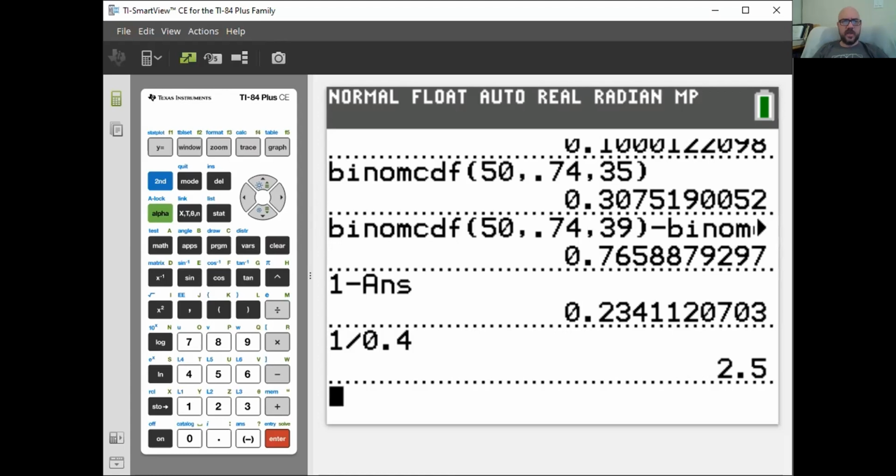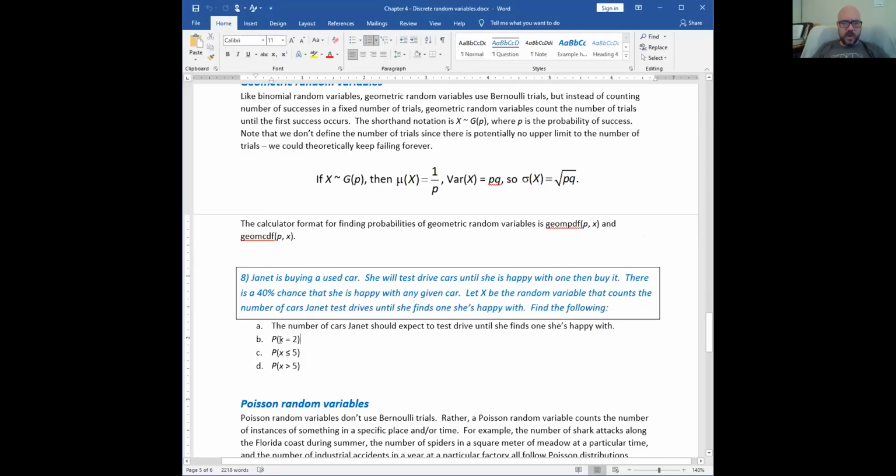Let's see how to calculate the other thing. So let's go back to the notes and see what the other questions were. Okay, so we want to find the probability that x equals 2. So the probability that it takes her exactly 2 test drives. So in other words, you only get a second test drive if the first one fails. So it's the probability that the first one is one she doesn't like, and the second one she does. I'll use Geometric PDF for that, or Geom PDF, whatever they call it. This one, for less than or equal to, again, CDF specifically calculates less than or equal to.